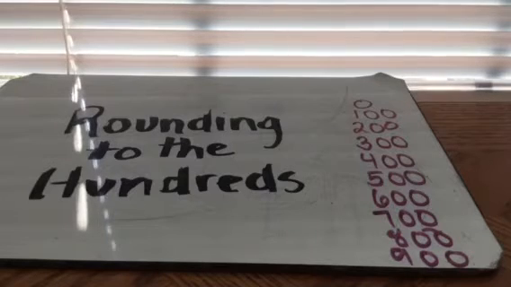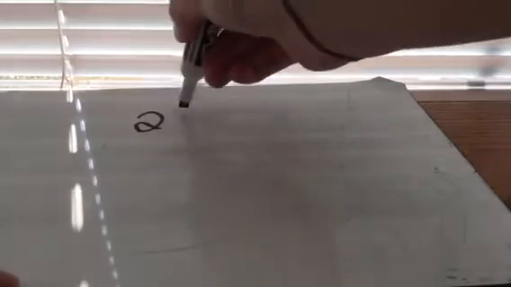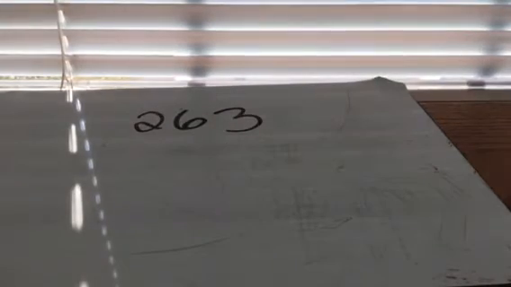Now, if you'll remember, we used two different strategies for rounding to the tens. We used a number line and we also used the rounding wrap. So we're going to start by reviewing the number line and then we'll go into the wrap. So let's say that I want to round the number 263 to the nearest hundred.